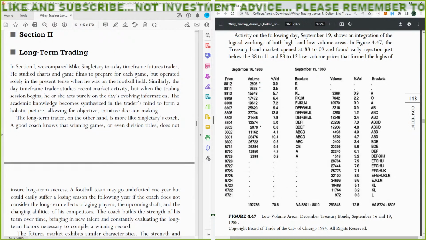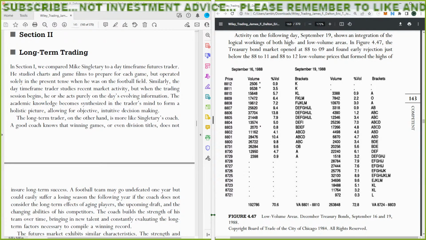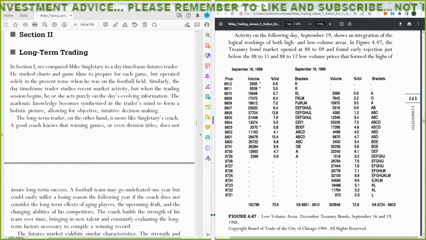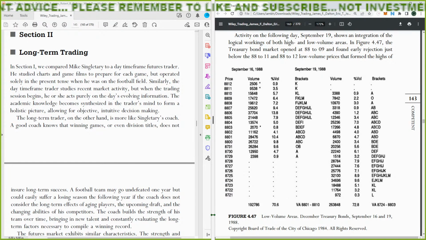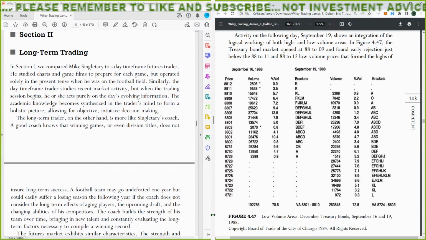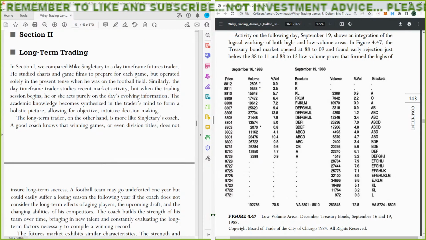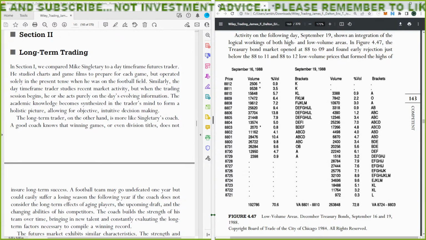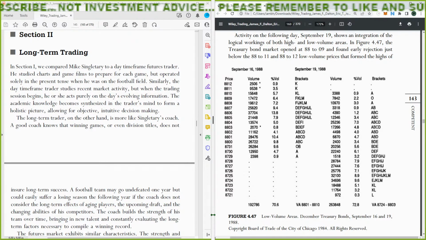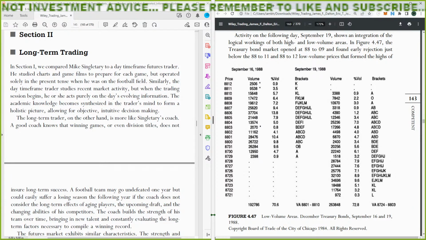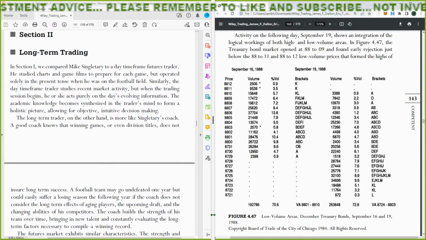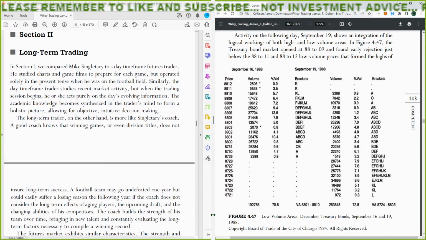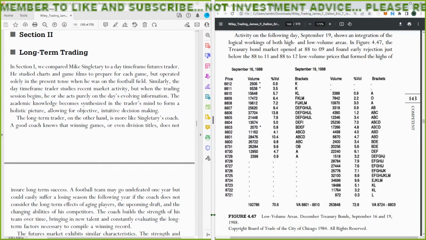Section 2, long-term trading. In section 1, we compared Mike Singletary to a day time frame futures trader. He studied charts and game films to prepare for each game, but operated solely in the present tense when he was on the football field. Similarly, the day time frame trader studies recent market activity, but when the trading session begins, he or she acts purely on the day's evolving information. The academic knowledge becomes synthesized in the trader's mind to form a holistic picture, allowing for objective, intuitive decision-making.